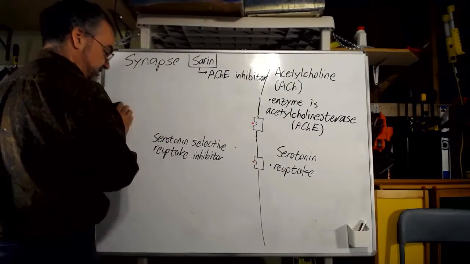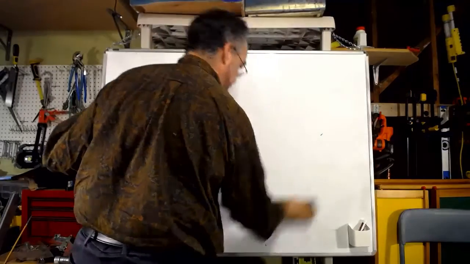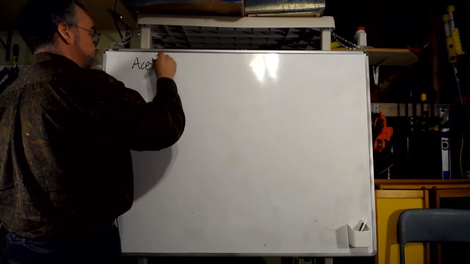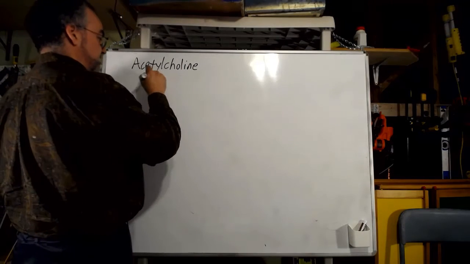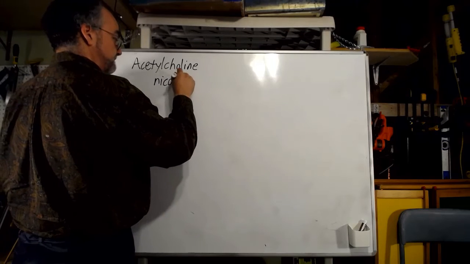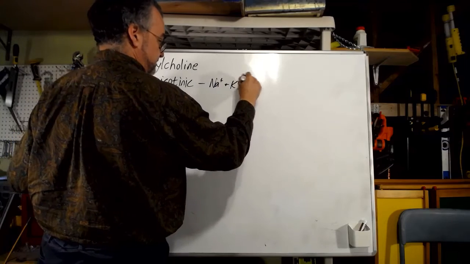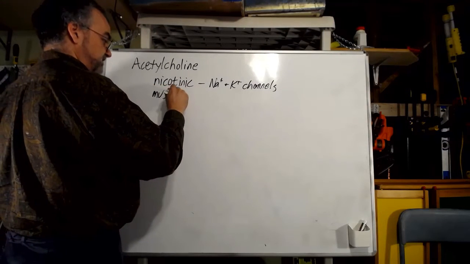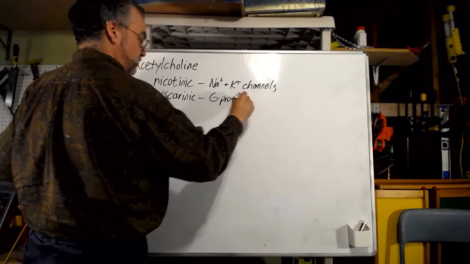I did want to go through a few common neurotransmitters just so you recognize them and talk a little bit about their receptors. So some common neurotransmitters. Acetylcholine. There are two main groups of receptors for acetylcholine. There's the nicotinic receptors, which are sodium and potassium channels. So they are ionotropic receptors. There are also muscarinic receptors, which are G protein coupled.